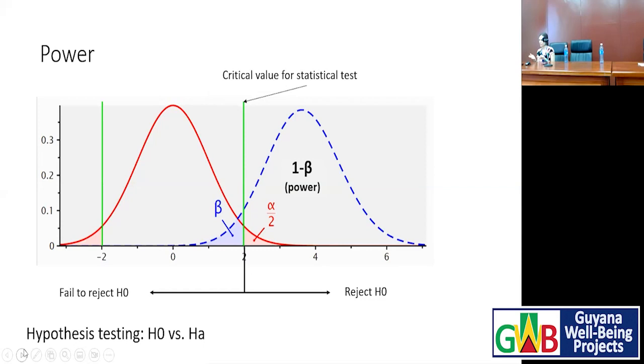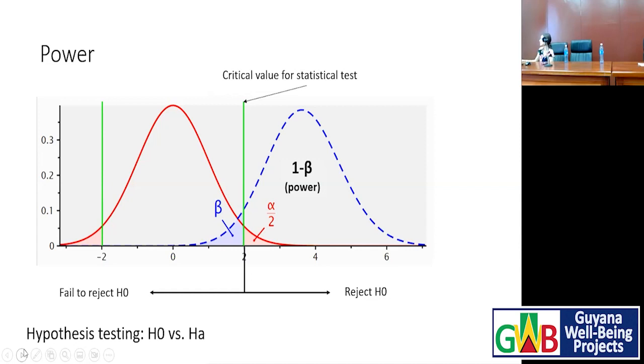You can see that green line representing the cutoff value, the critical value for the statistical test. If our observation from the blue population falls into that little blue shaded section labeled beta, well, that's our type 2 error. That's where we've fallen on the wrong side of that critical value test line. We have failed to reject the null hypothesis and we made a type 2 error. If we fall into the other section of the blue curve, that represents the power.